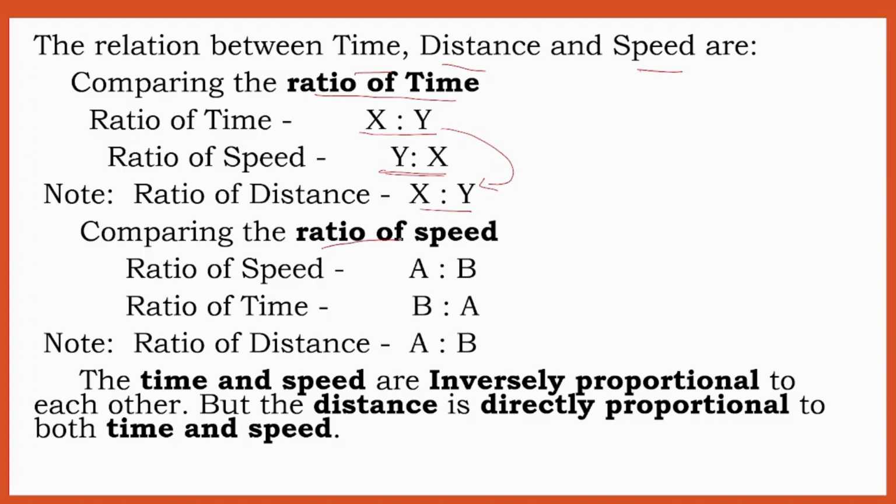If the ratio of speed is considered as a is to b, then the ratio of time will be reversed as b is to a. But the ratio of distance is the same as the ratio of speed. That's why the ratio between time and speed is inversely proportional, and the distance is directly proportional to the time and also the speed. So the ratio of distance does not change; it is the same as the ratio of time in case of time and the ratio of speed in case of speed. So these are the relations that you have to keep in mind to solve the problems very easily.